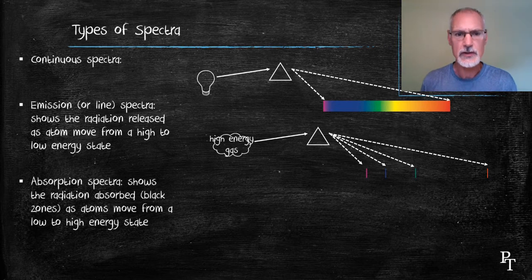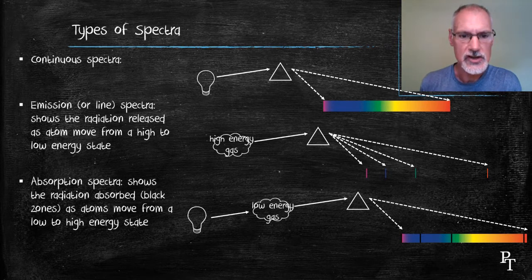If I combine these two ideas together and I shine white light through a low energy sample of the gas, I'll produce what's called an absorption spectrum. Now, if the gas is the same as that used in my emission spectrum, you'll notice that the colors and the dark bands complement each other, meaning they fit together. An absorption spectrum is created when energy is absorbed from white light to promote an element from a low energy state to a higher energy state.